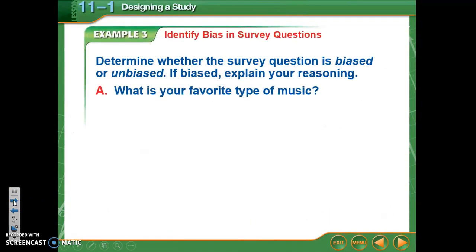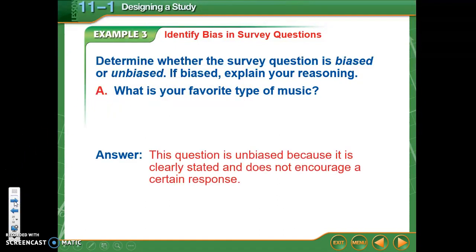Okay, so let's take a look at example 3. Determine whether this question would be biased or unbiased. And then you need to explain your reasoning. So, what is your favorite type of music? This would be an unbiased question. It's clear. It's not encouraging a certain response. It's a neutral question. All you have to do is answer.